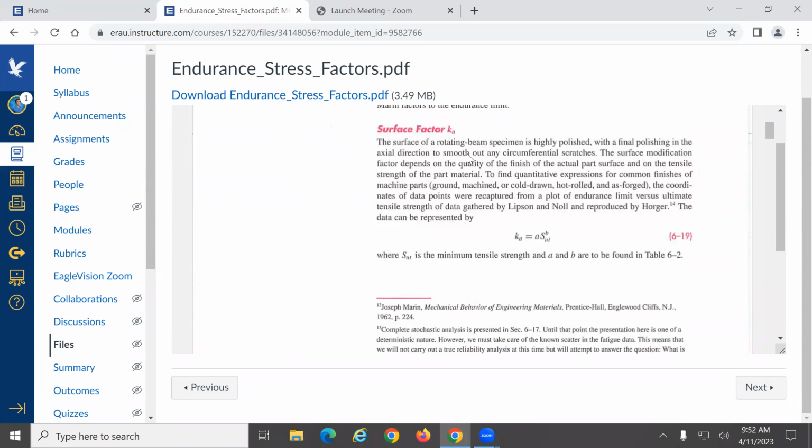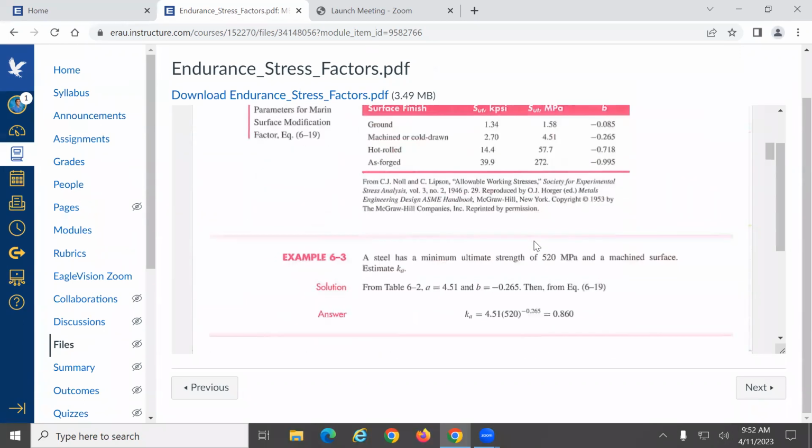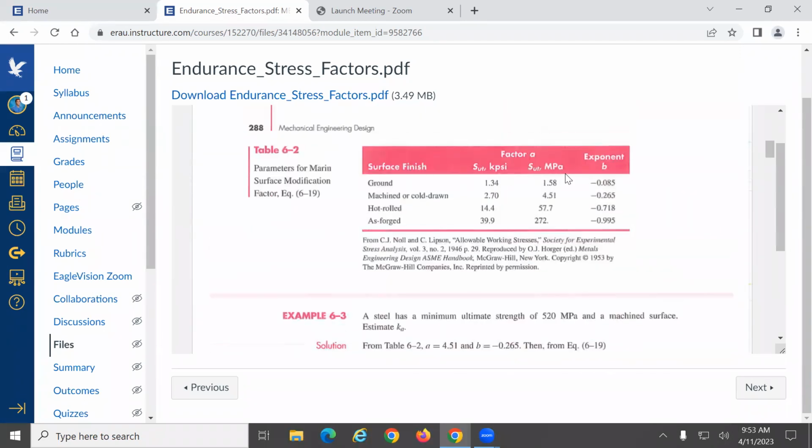I'll let you read these ones. So this one is due to the surface factor. If it's polished, if it's not polished, if it's smooth, not smooth, is it a scratch? Did somebody doing the manufacturing remove an extra part of material? You might have to take that into consideration. So here we go. And obviously here you see factors for different types of machining: ground, machined or cold drawn, hot rolled, as forged. So you need the table.